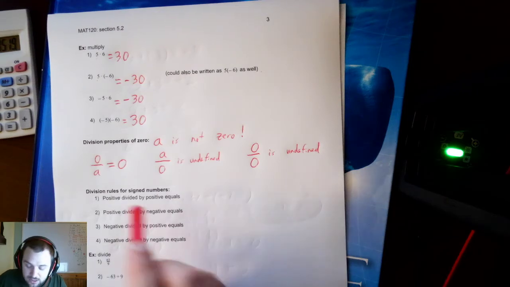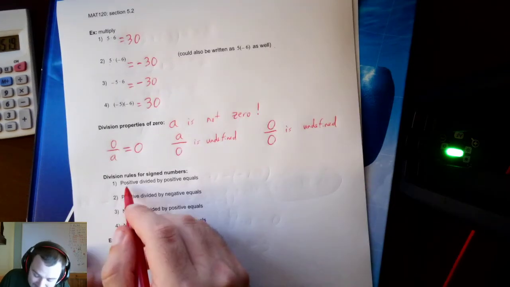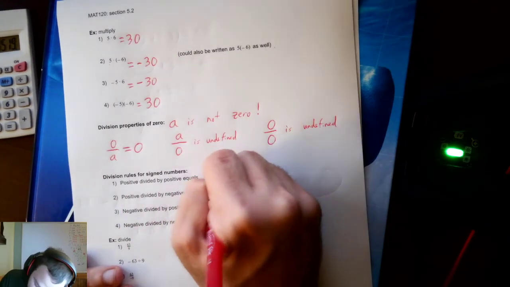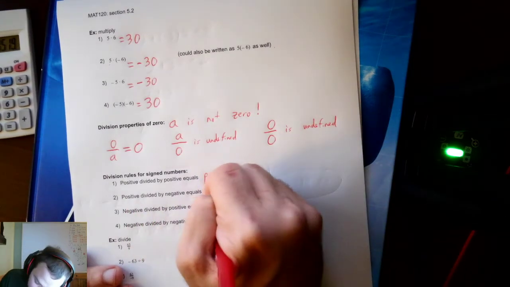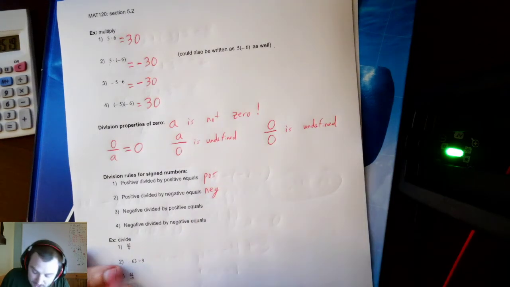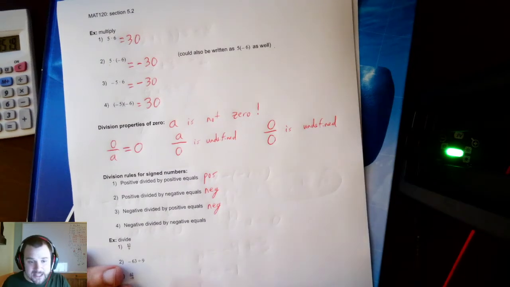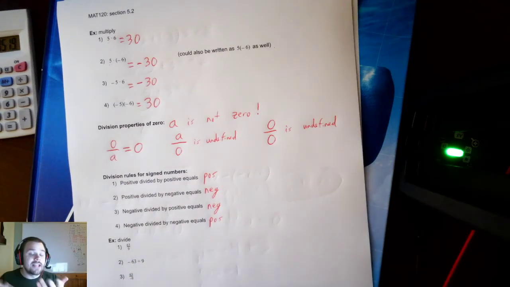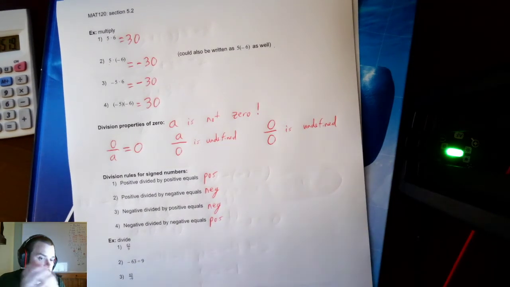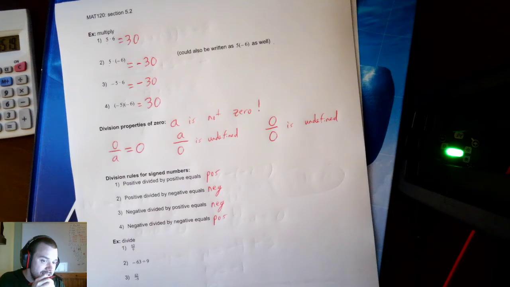Now, what are the division rules for numbers? Just like before, I'm going to abbreviate, but positive divided by positive is positive. Positive divided by negative is negative. Negative divided by positive is also negative. But negative divided by negative, that's back to positive. Same as multiplication, same rules. Just the word divided instead of multiply is in between, right? Same rules. If they have the same sign, they're positive. If they have opposite signs, it's negative.